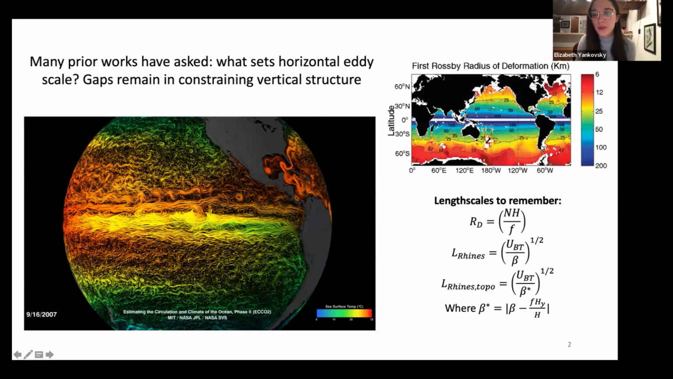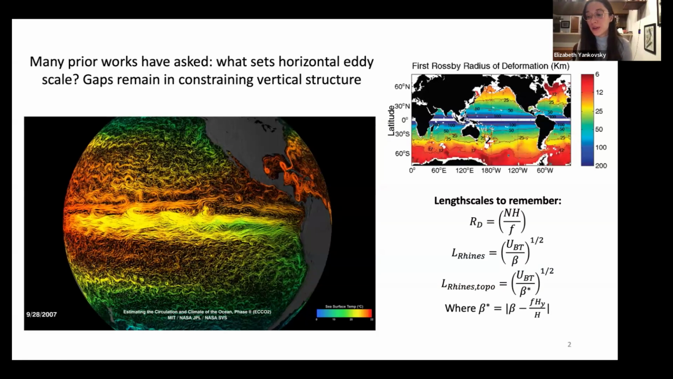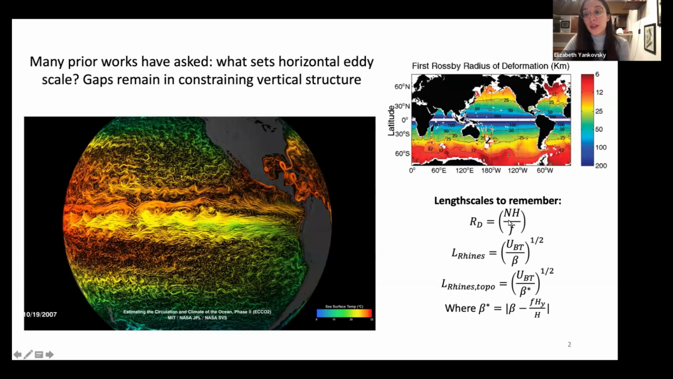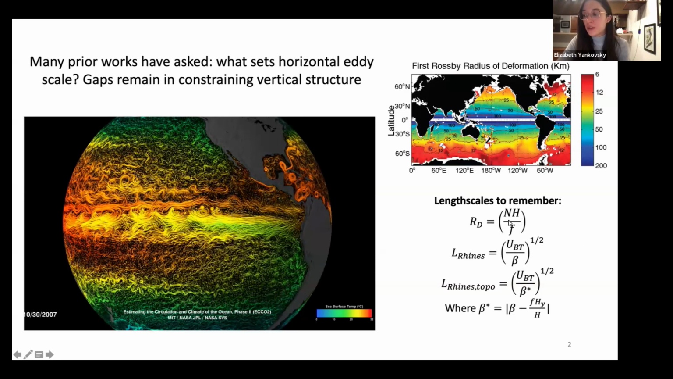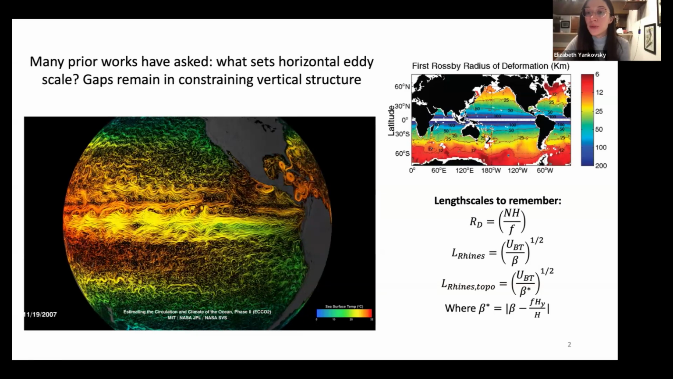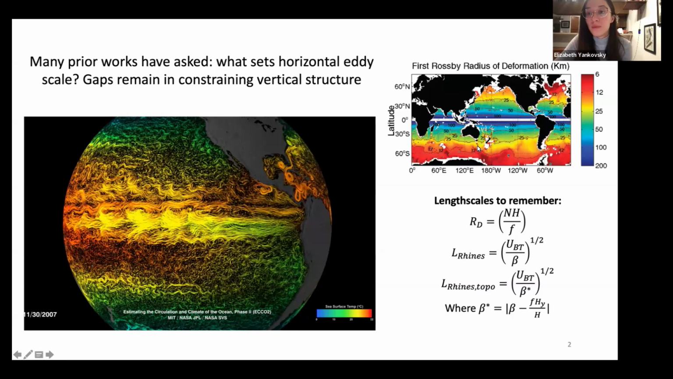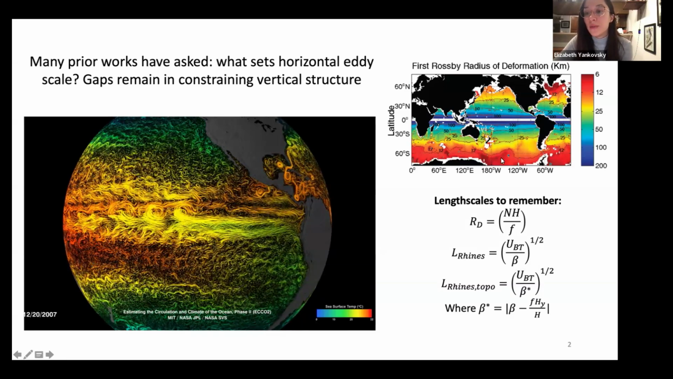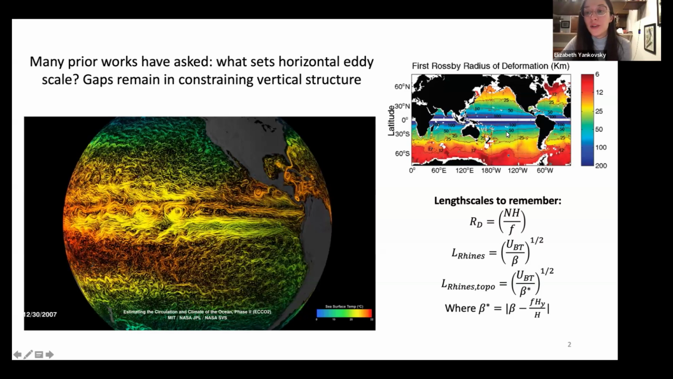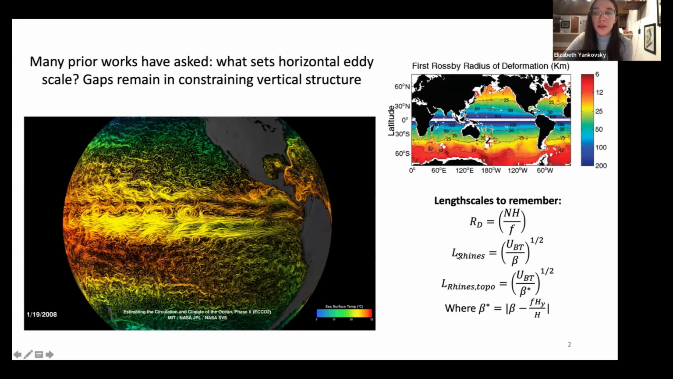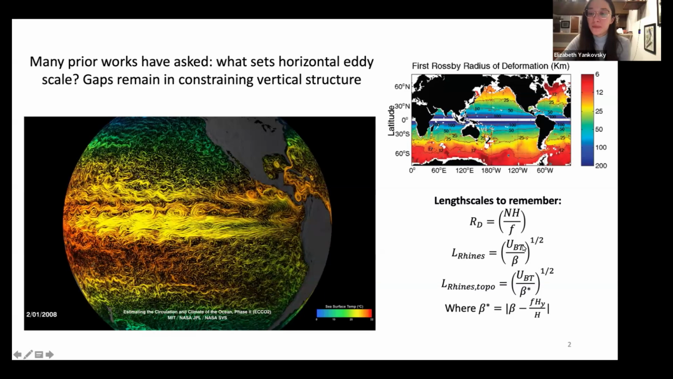I just want you to remember a few important length scales for the course of this talk. The first of these is the Rossby radius of deformation, which is the dominant length scale of baroclinic instability in stratified shear flows. A map of this deformation scale is shown in this figure. You can see that it ranges from just a few kilometers at the high latitudes to a few hundred kilometers in the lower latitudes. Another important scale is the Rhines scale.